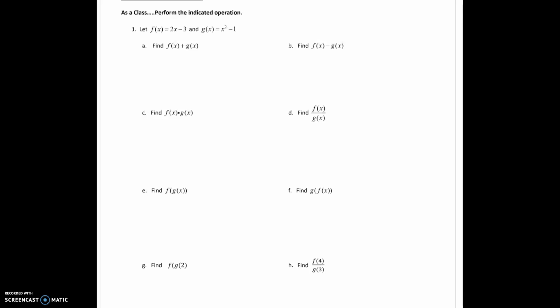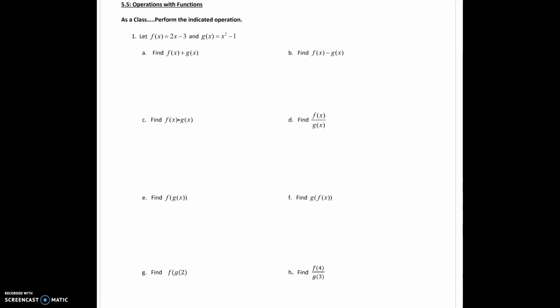All right, so going up here, operations with functions. The idea is that we have two functions, one of them is f of x, which is 2x minus 3. The other one is g of x, x squared minus 1. And I'm going to put them together by adding, subtracting, multiplying, dividing, etc. So in the first one, I'm going to add the two functions.